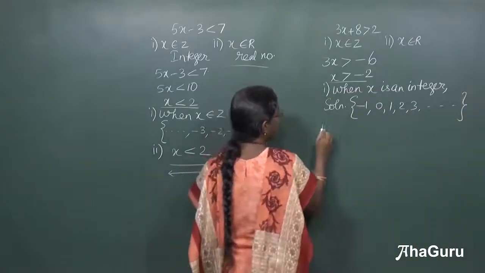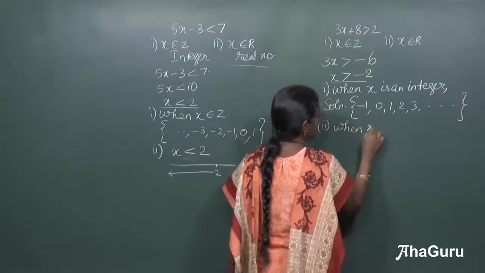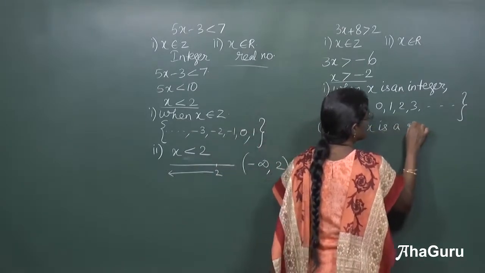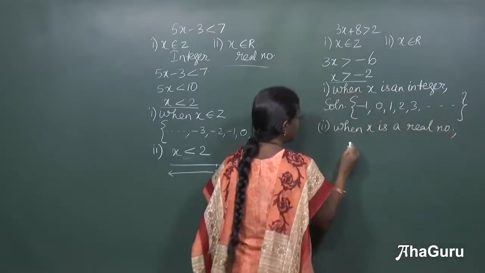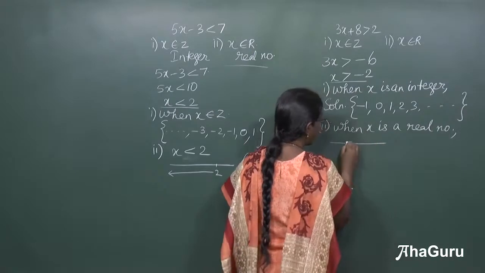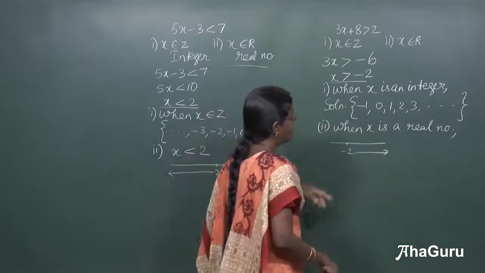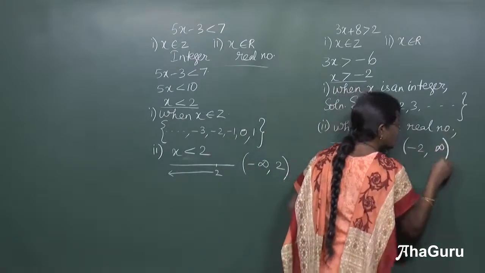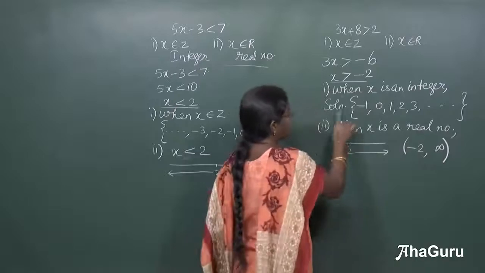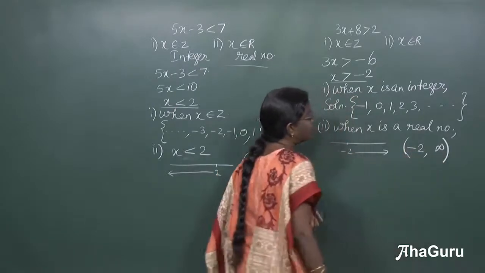The second case, when x is a real number. In this case, it is the set of all real numbers which are greater than minus 2. So, the solution now will become minus 2 to infinity. It is a strict inequality, so it will be an open interval from minus 2 to infinity.